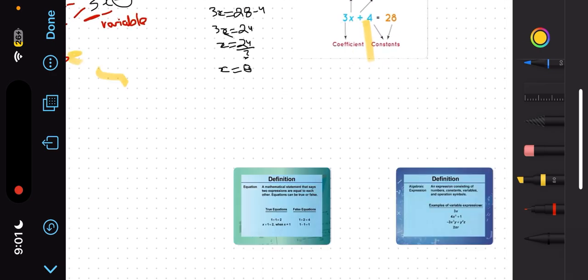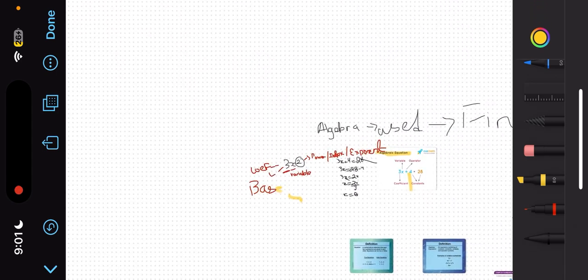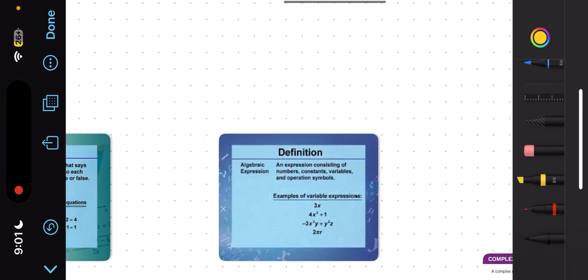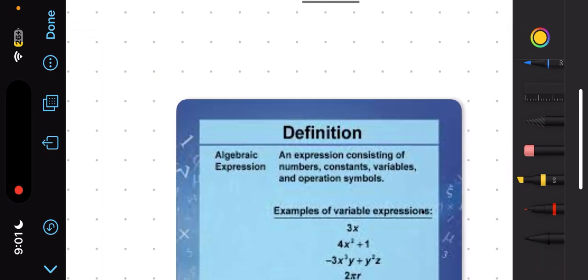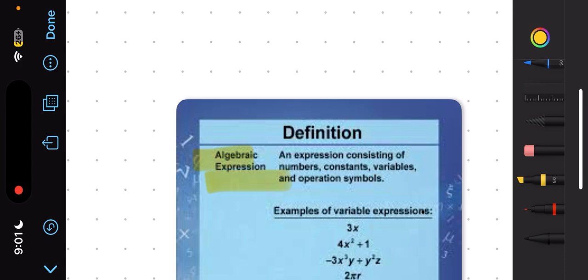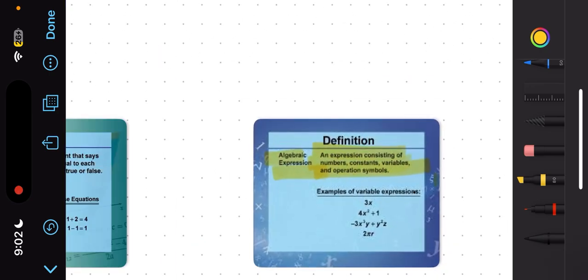Now let's come to the difference between equation and expression, what those two terms mean and what types there are. First of all, we will do expression. Algebraic expression: an expression consisting of numbers, constants, variables and operation symbols.